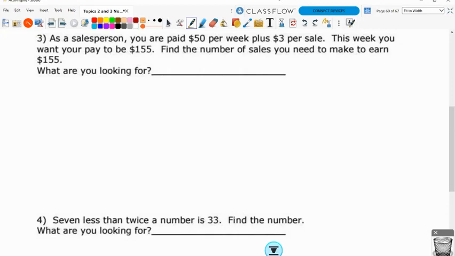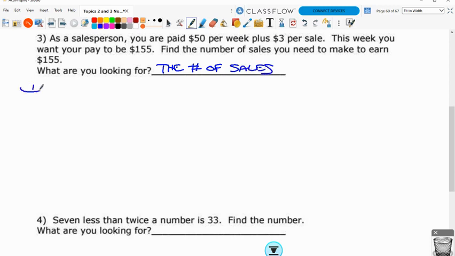In example 3, it says, as a salesperson, you are paid $50 per week plus $3 per sale. This week, you want your pay to be $155. Find the number of sales you need to make in order to earn $155. So again, what are we looking for? Well, it says find the number of sales. So we are looking for the number of sales that we need to make.